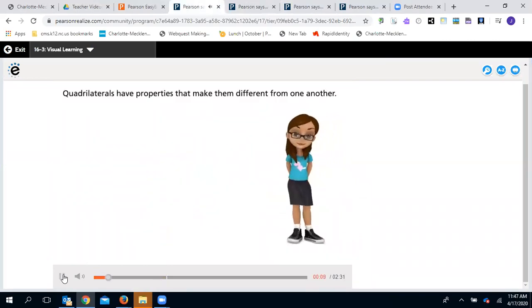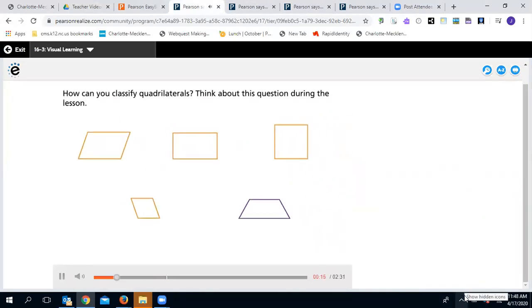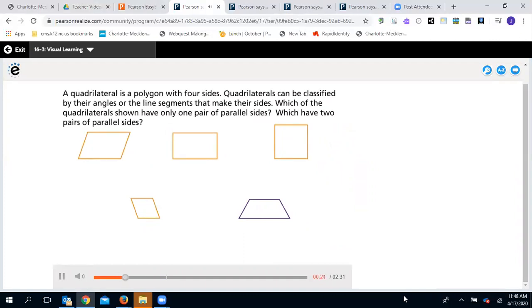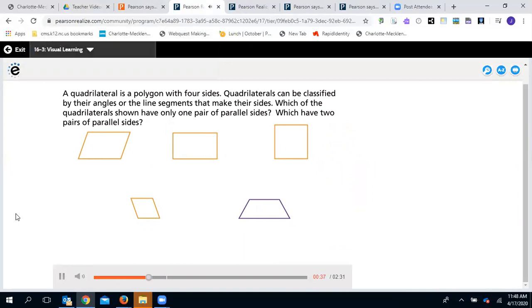Quadrilaterals have properties that make them different from one another. How can you classify quadrilaterals? Think about this question during the lesson. A quadrilateral is a polygon with four sides. Quadrilaterals are classified by their angles or the line segments that make their sides. Which of the quadrilaterals shown have only one pair of parallel sides? Which have two pairs of parallel sides?